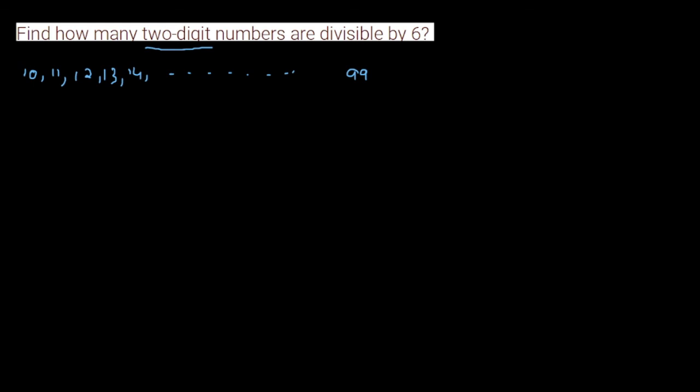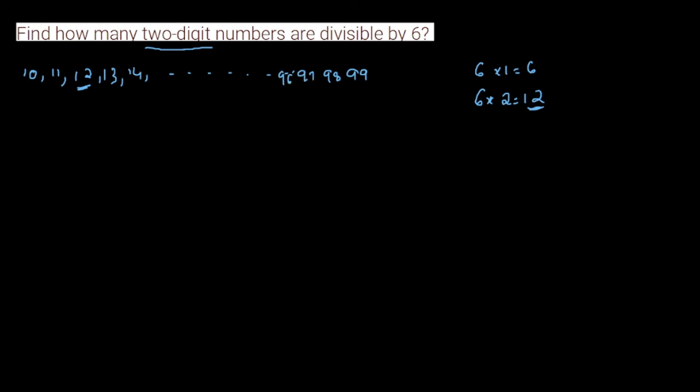But here among these numbers 10 is not divisible by 6. If you are taking the 6 table, we'll take the 6 table. 6 ones are 6. 6 twos are 12, right? So first 2-digit number which is divisible by 6 is 12. So 10 is not divisible by 6, 11 is not divisible by 6, 12 is divisible by 6. And before the 99 it is 98. 98 is not divisible by 6, right? 97 is not divisible by 6.